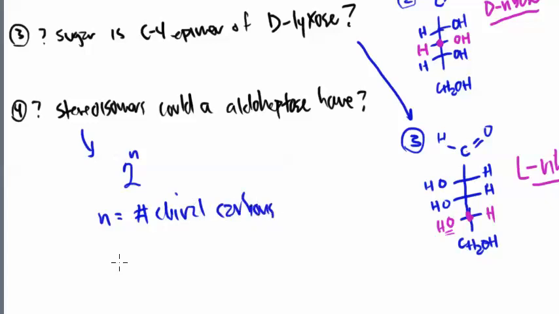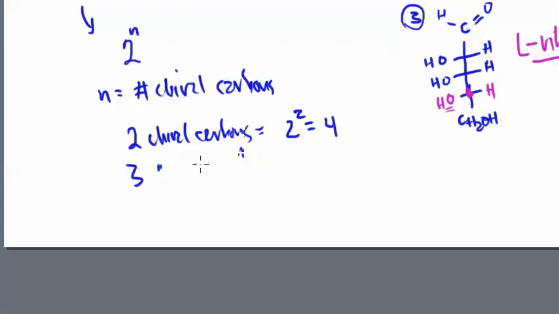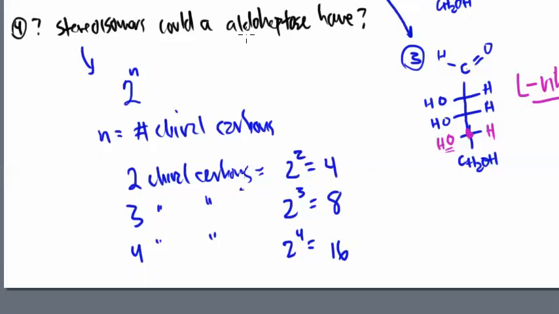So in a previous video, we said that if the molecule has 2 chiral carbons, then the stereoisomers that it would have would be 2 to the second power, which is 4. If it has 3 chiral carbons, it's 2 to the third power, so that's 8. If it has 4 chiral carbons, well, this is 2 to the fourth power. 2 times 2 is 4. 4 times 2 is 8. 8 times 2 is 16. So we need to figure out how many chiral carbons an aldoheptose would have, right?